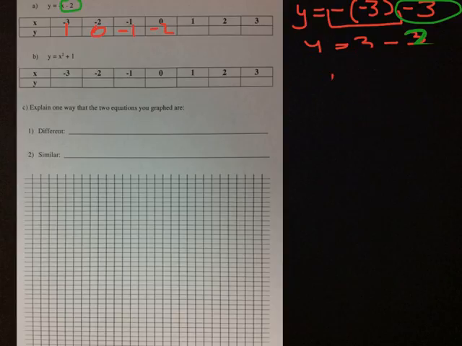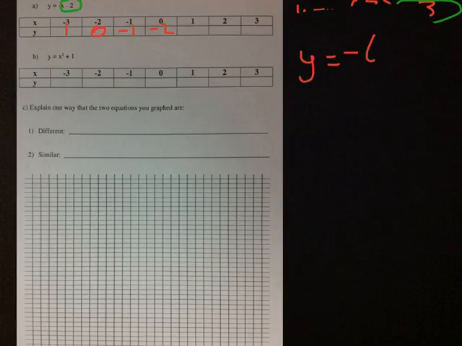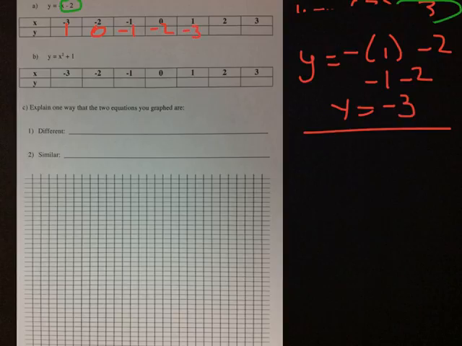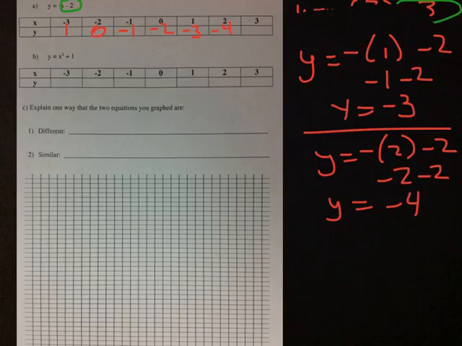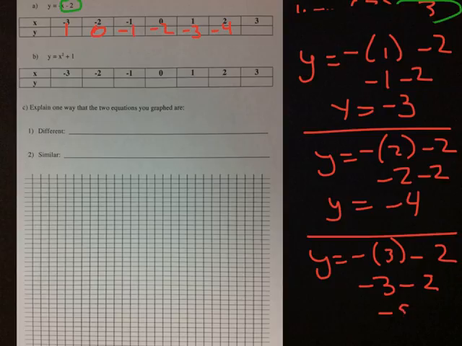The next ones, you're going to have to be careful with your negative signs. When x is 1, y is the opposite of 1, minus 2. So negative 1 minus 2 is negative 3. When x is 2, y equals the opposite of 2, minus 2. So negative 2 minus 2 is negative 4. And last, when x is 3, y equals the opposite of 3, minus 2. So negative 3 minus 2 is negative 5.